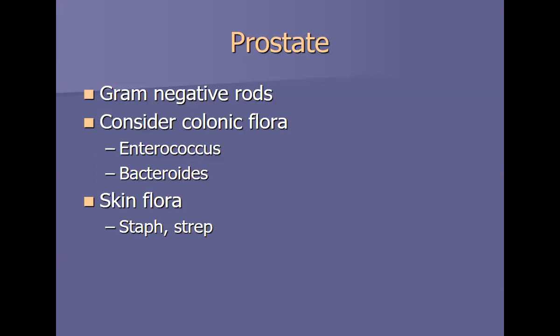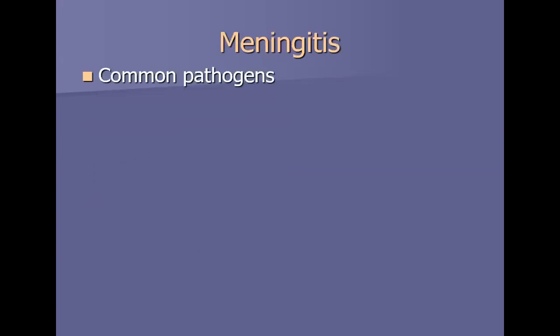So prostate also, we often see gram-negative rods, but also consider colonic flora, so enterococcus, even sometimes yeast. So if someone's not getting better with antibiotics and you're hitting them with a lot and you're hitting the most likely pathogens, think about yeast. Yeast could be there. Even in polymicrobial infections, a lot of times they don't grow as easily. And then consider staph and strep as well.